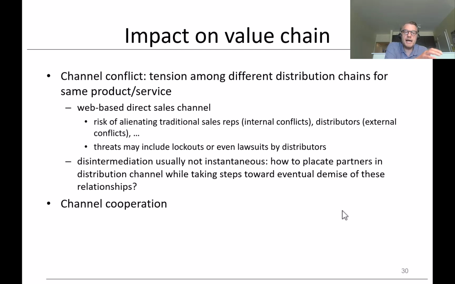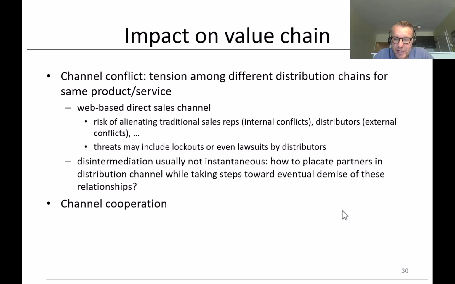Because now Nike has a web-based direct sales channel. It can directly sell its products on its website. So this is the risk. It creates a risk of alienating and making redundant traditional sales representatives. So traditional sales representatives, Nike sales representatives that were actually selling Nike shoes to customers, they become redundant because Nike now has a website which is capable of taking over these activities. Just like distributors now become redundant as well, because now Nike can directly sell to end customers.